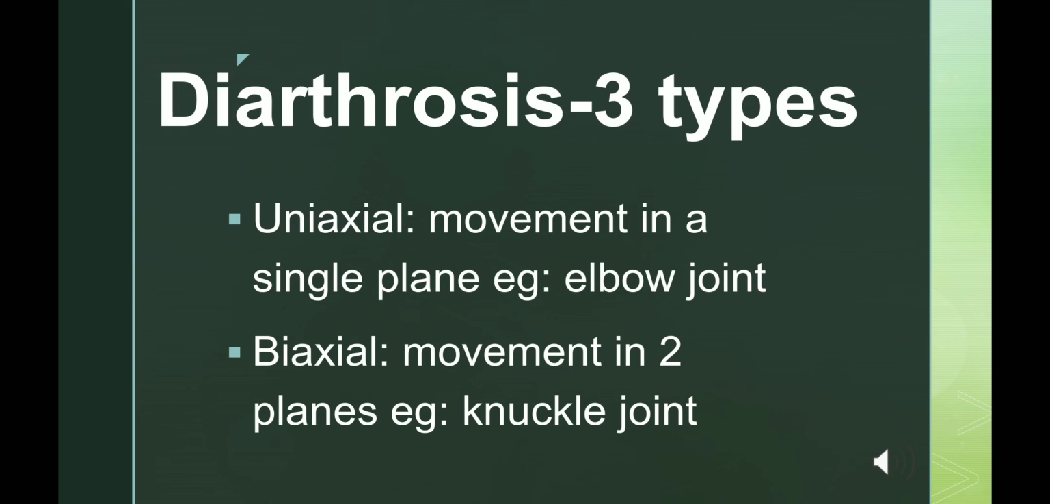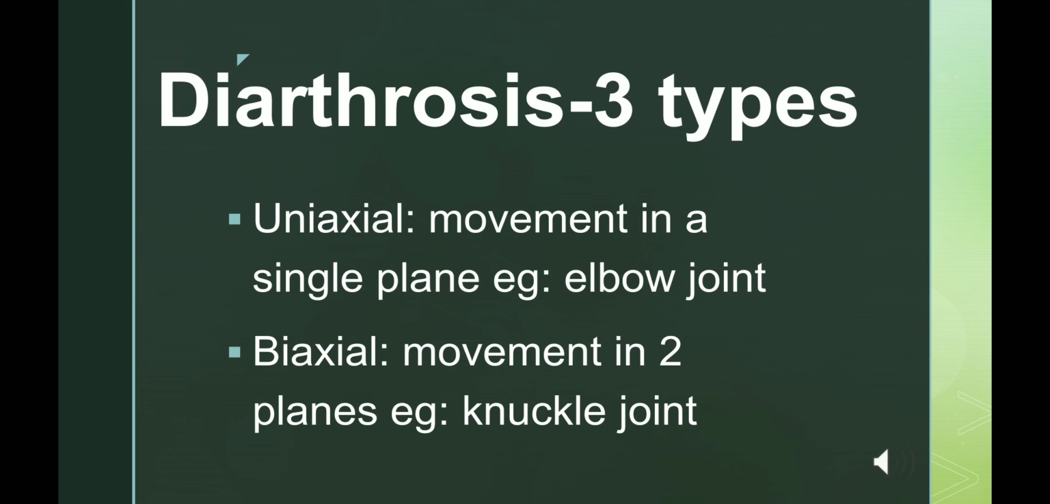So based on the number of axes of motion, the diarthrosis joint is divided into uniaxial, biaxial, and multiaxial joints. The first one is the uniaxial joint. It only allows movement in a single plane. An example for a uniaxial joint is the elbow joint, that is, straightening of the elbow and bending of the elbow.